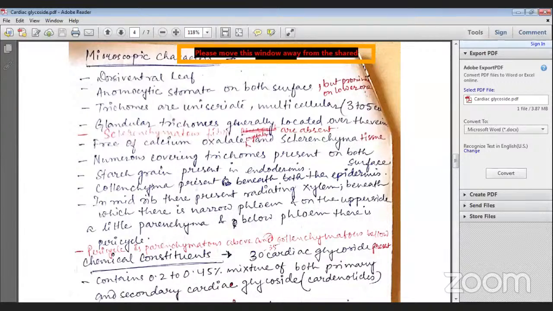As you can see, digitalis contains anomocytic stomata and different types of trichomes, like the glandular trichomes, which are multicellular and uniseriate in nature. There are starch grains also present. Apart from glandular trichomes, it also contains covering trichomes and calcium oxalate crystals.